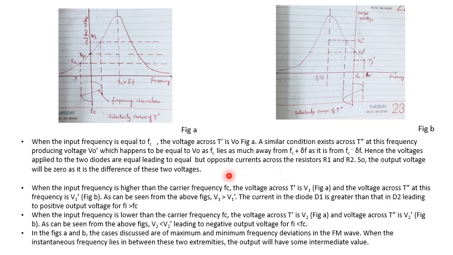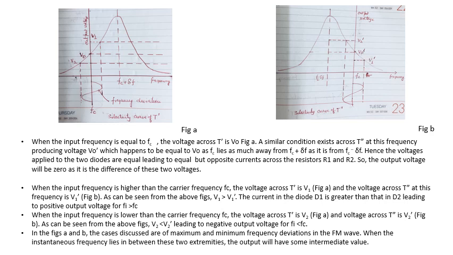Now let us see what happens when the input frequency is higher than the central frequency, or higher than the carrier frequency Fc. Let us say that the frequency of the incoming signal is highest. This is the frequency of the incoming signal. At this point, the voltage across T dash is equal to V1, and at this point, the voltage across T double dash is V1 dash.